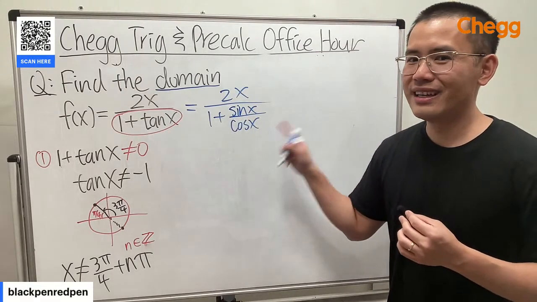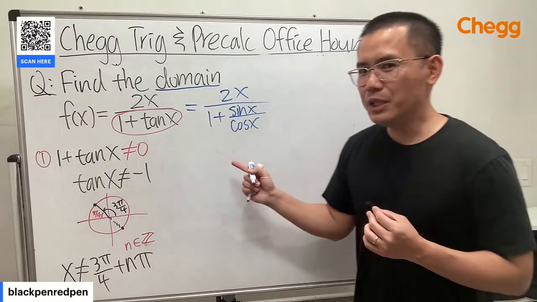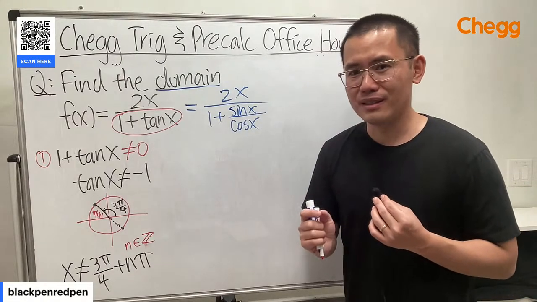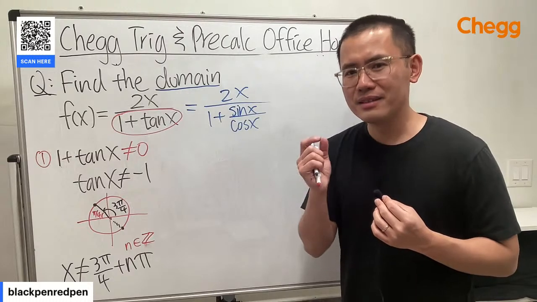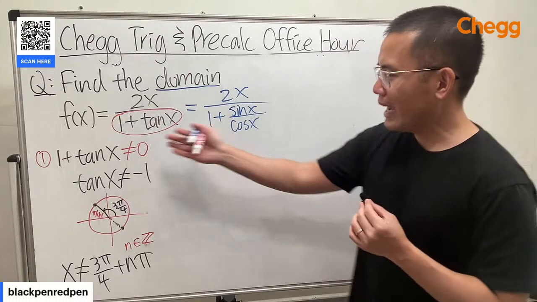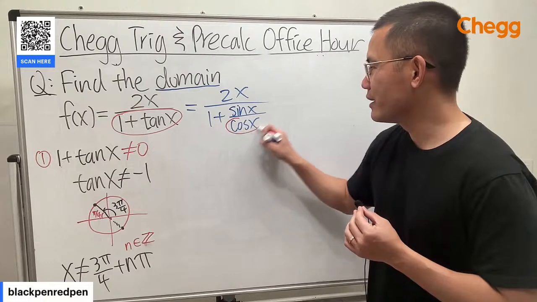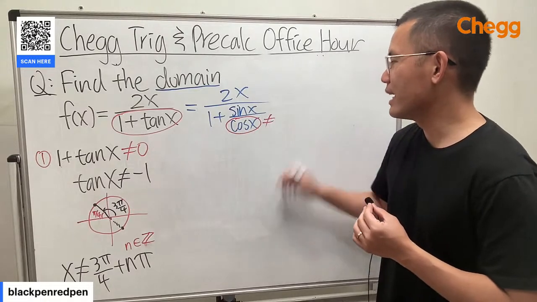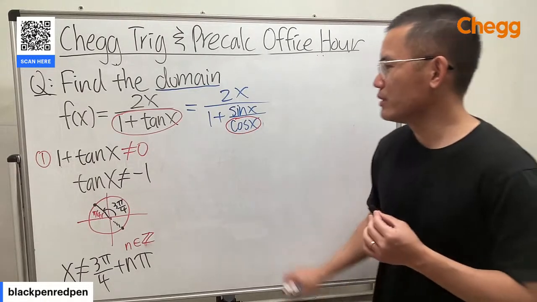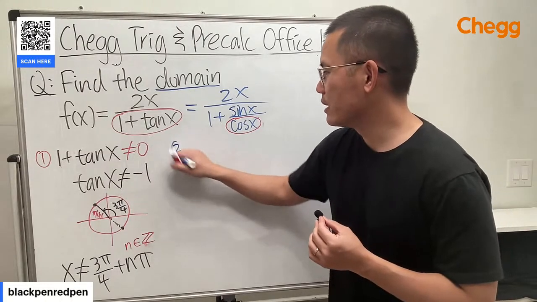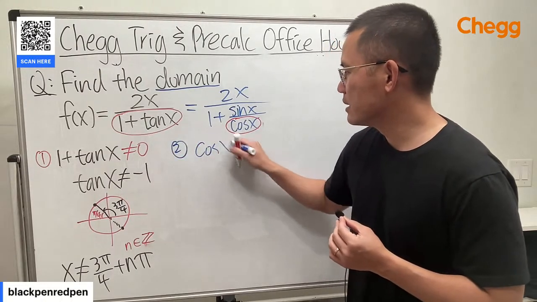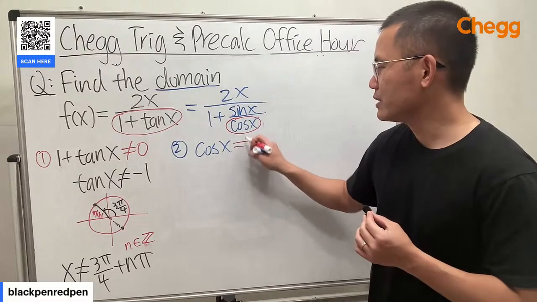Have a look. We secretly have another denominator, right? So we will have to do that again. So this right here, we have to pay close attention to that. This part cannot be equal to 0. So that's the second condition. Cosine x cannot be equal to 0.